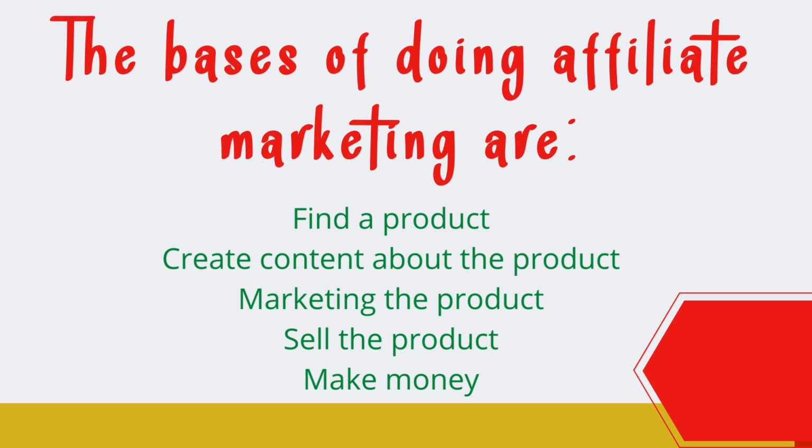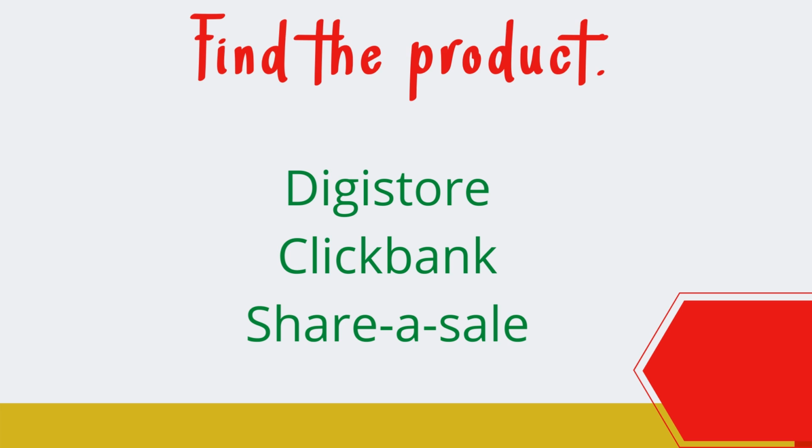The basics of doing affiliate marketing are to find a product, create the content about the product, marketing the product, selling the product, and then making the money. To find a product, you have different options. There's a lot of options for affiliate marketing. These are just three of the basics: Digistore, ClickBank, and ShareASale.